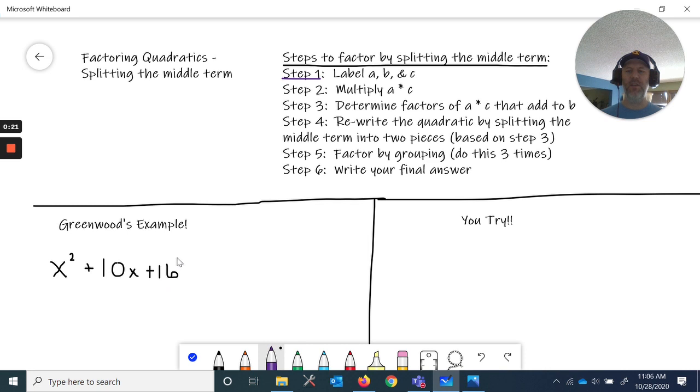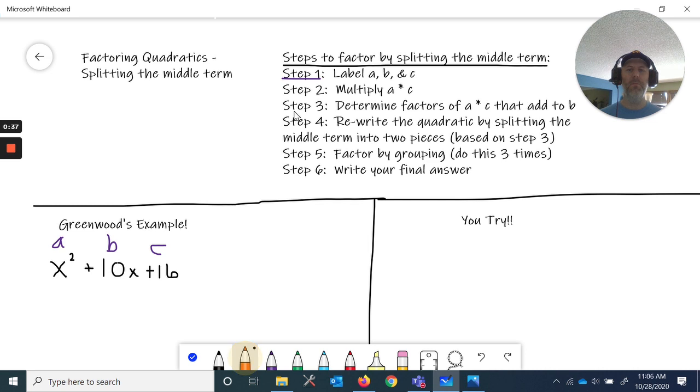Here's my quadratic expression, and it's in standard form, meaning it goes from highest exponent to lowest exponent. So we have an x squared term plus 10x plus 16. So x squared is my A, 10 is my B, and 16 is my C.